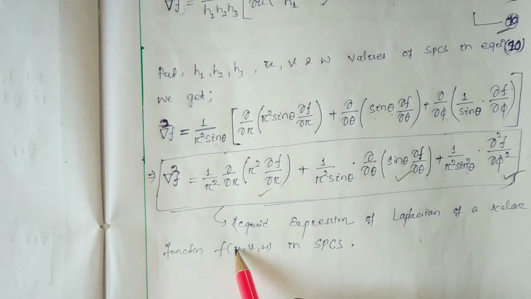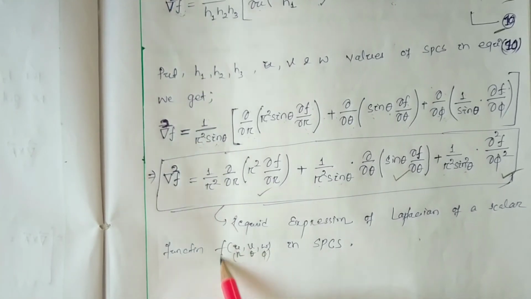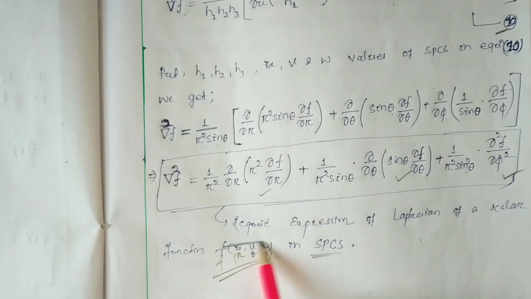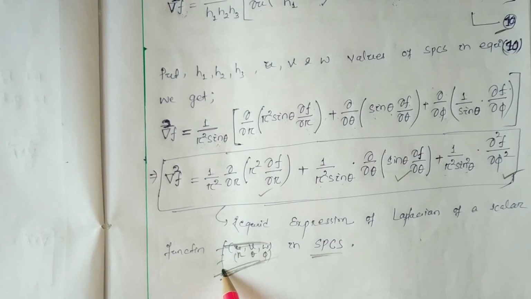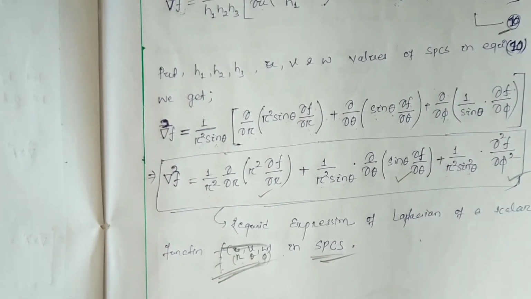Here you have to write not u v w, this is r theta phi, because we are considering the SPCS coordinate system. So just write f, scalar function f, a function of r theta phi in SPCS. Okay, so here we have to stop our discussion.